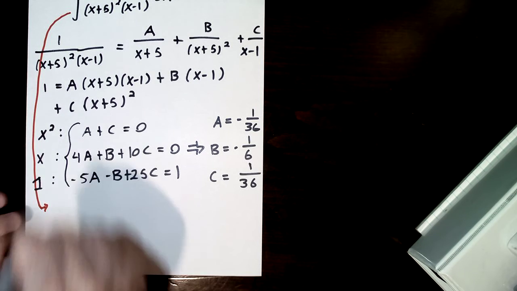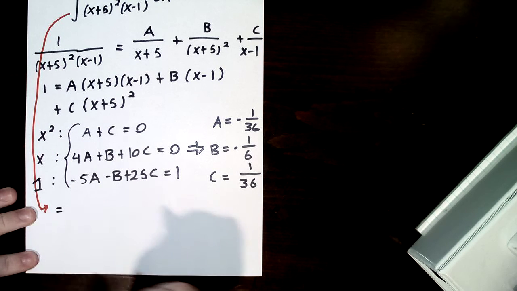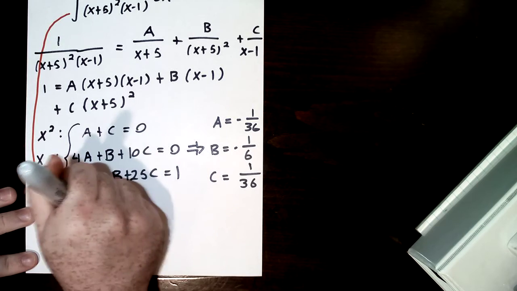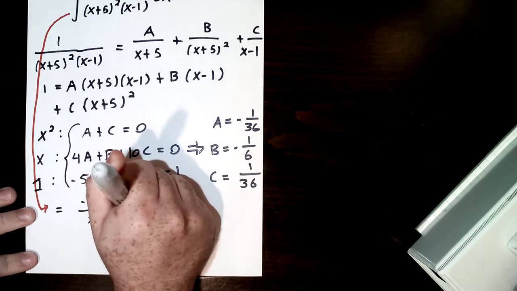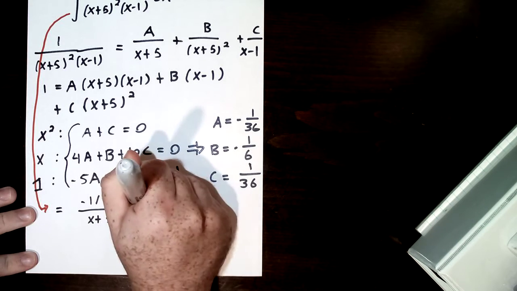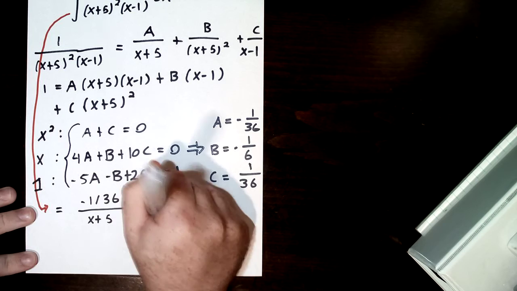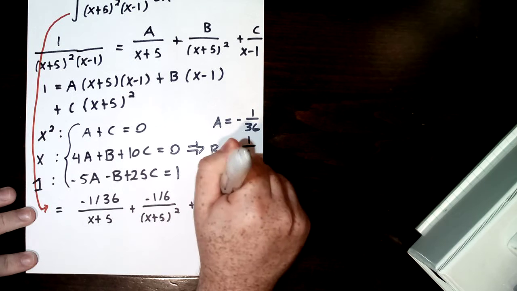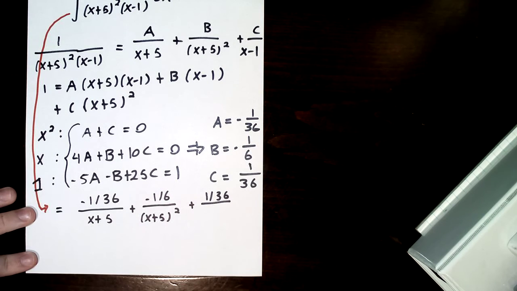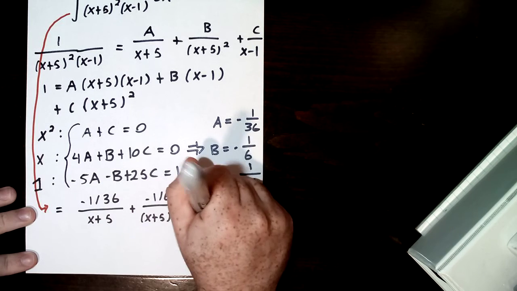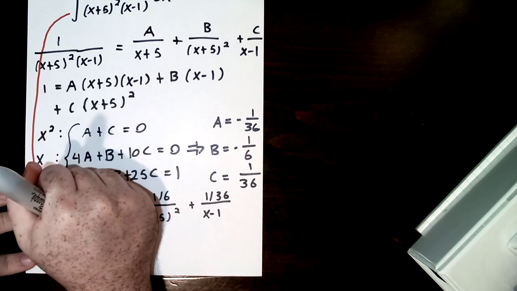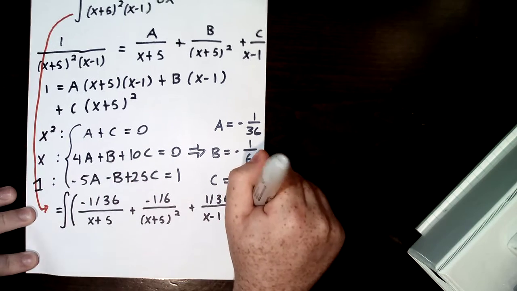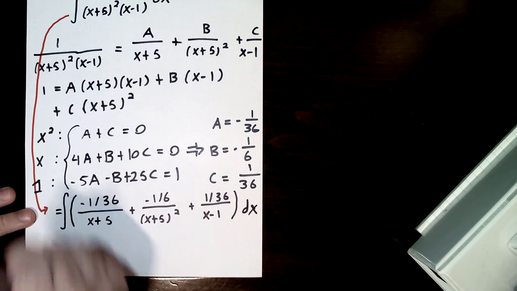All right, so this is going to be equal to negative 1/36 over x plus 5, plus negative 1/6 over x plus 5 squared, plus 1/36 all over x minus 1. And this is a simple enough integral to evaluate. So this is how it's going to look.